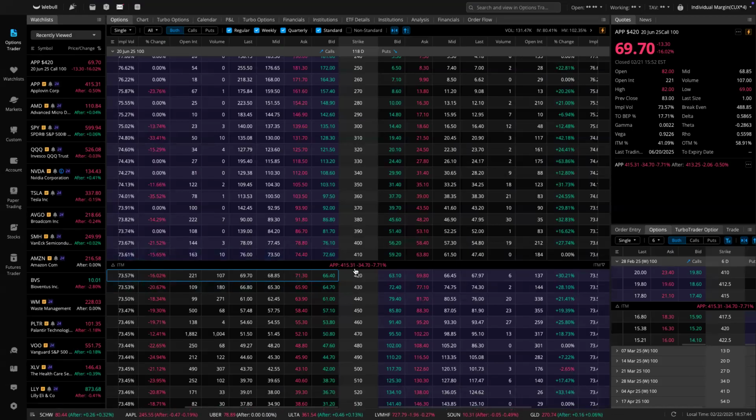Which contract is what? The 420, this is the call. So right here, this column is the call column, this is the put column. How do you know? Easy. It's on both sections right now, right? If it's on both sections, usually the call is on the side you see right here. The put is on this side.